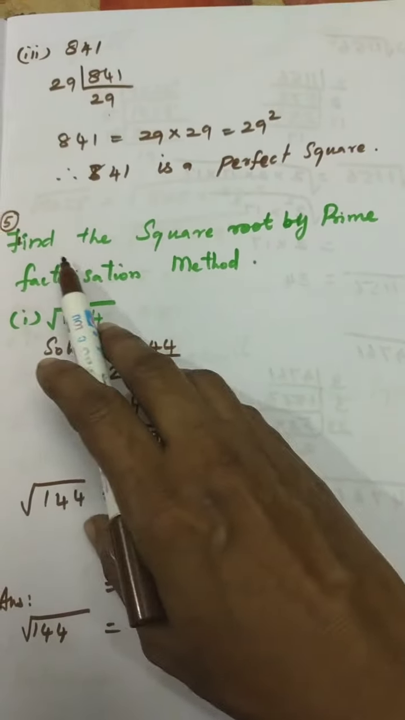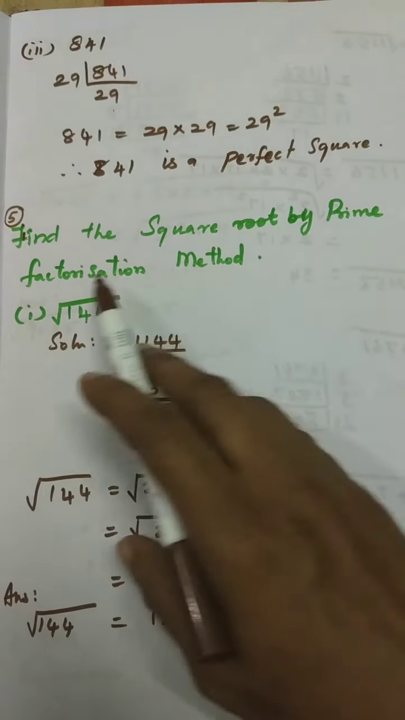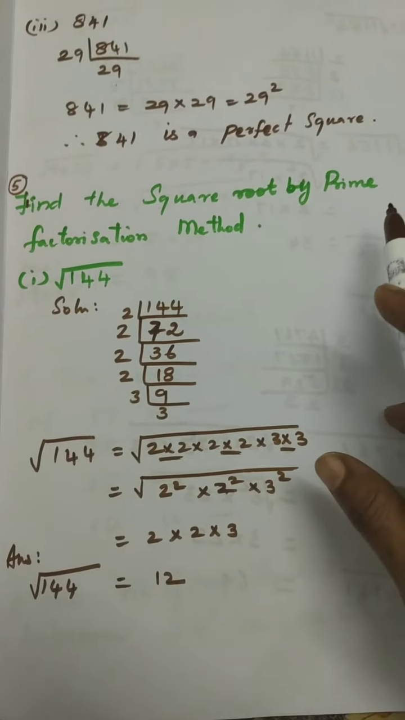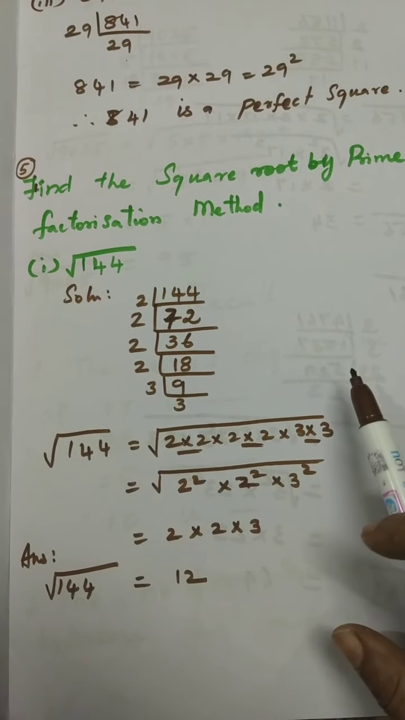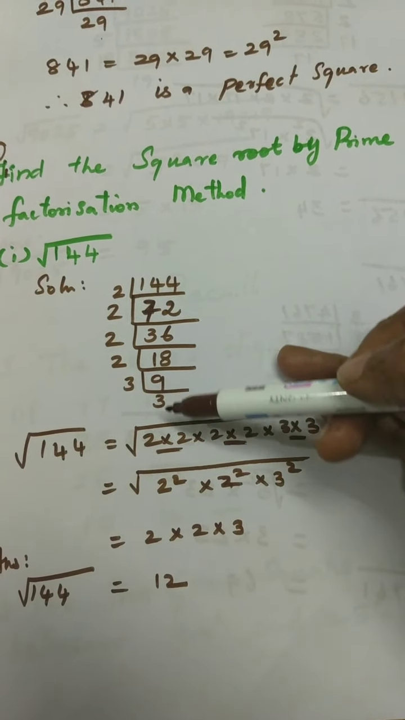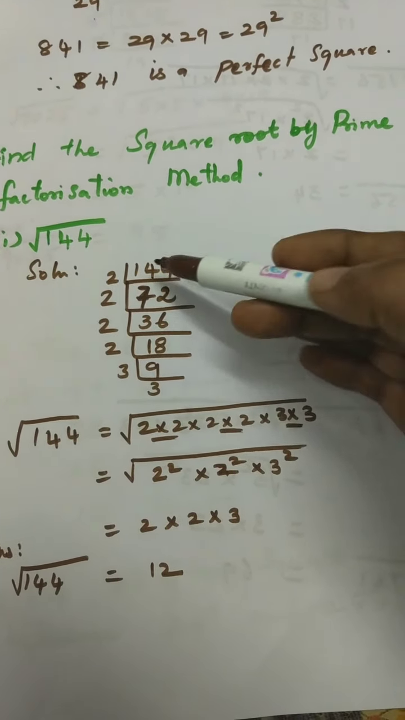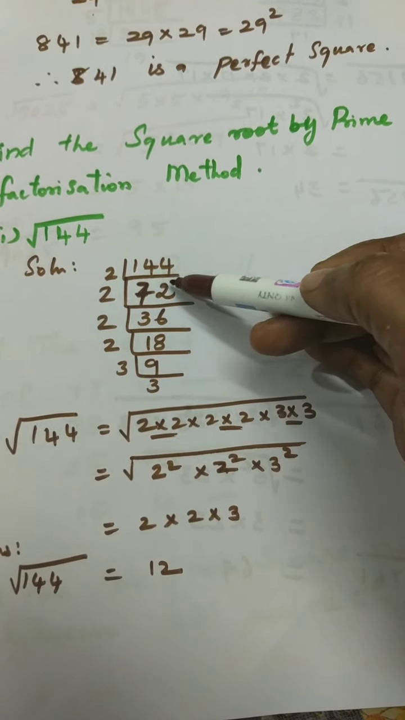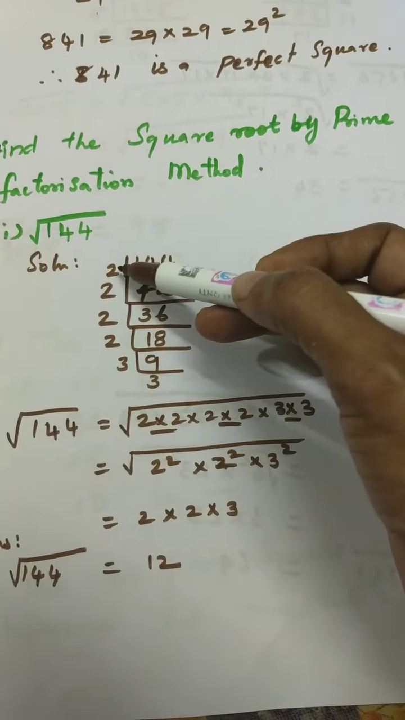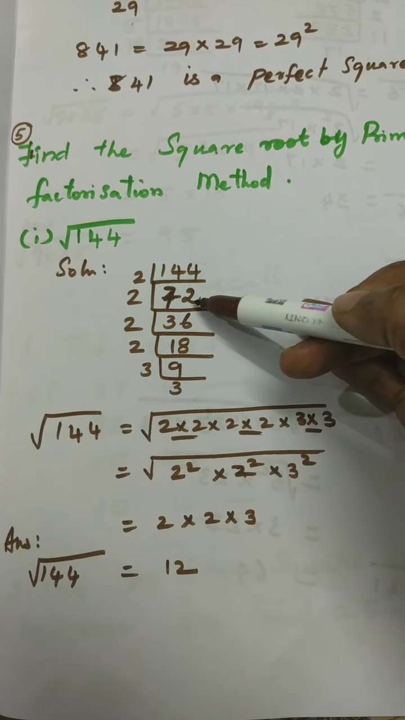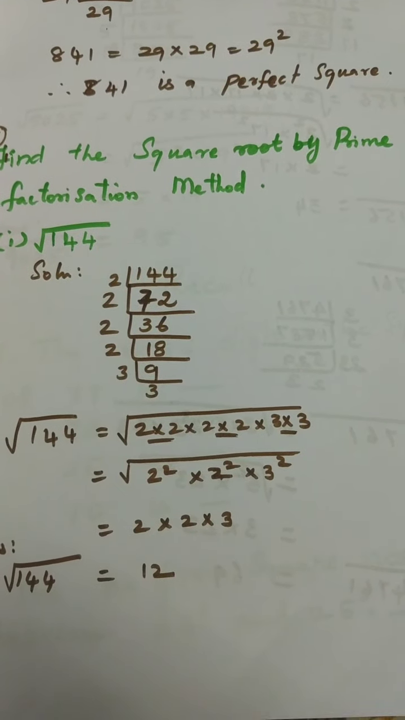Yes. Then find the square root by prime factorization method. You have to find the square root by prime factorization method. That is root 144. You have to do it by prime factorization method. That is 144, 2 table. The last digit is even, so you can divide by 2. That is 72. Then 2 2s are 4.